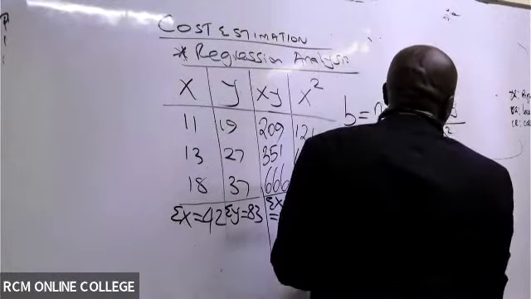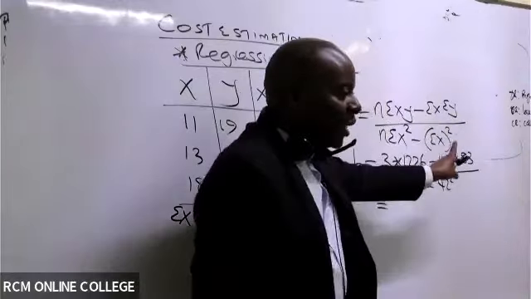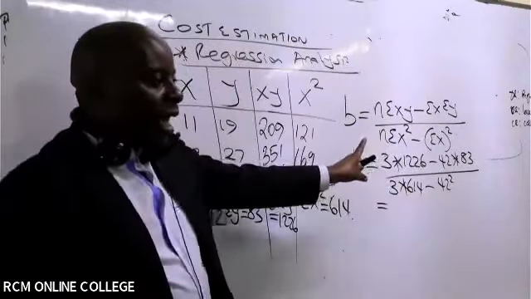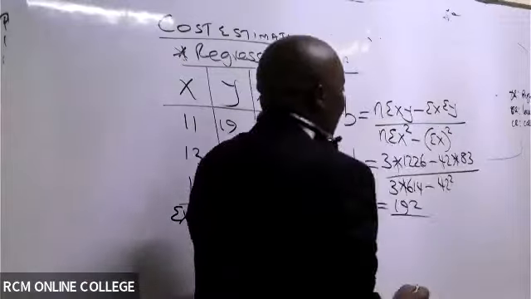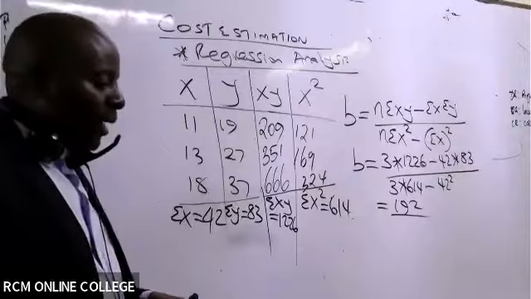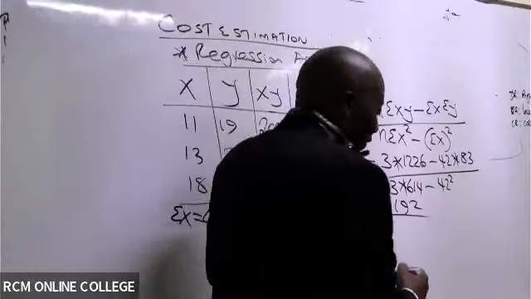Could you kindly give me the numerator answer alone? 192, all over, in this case, the denominator, 3 times 614 minus 42 squared.